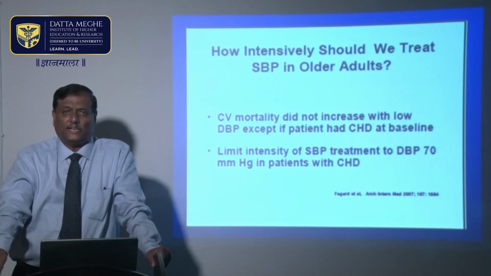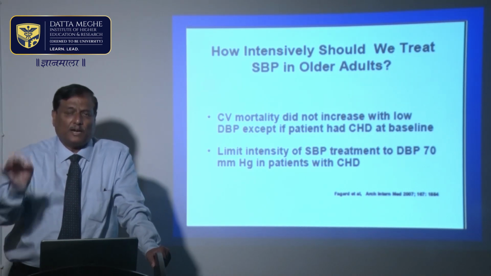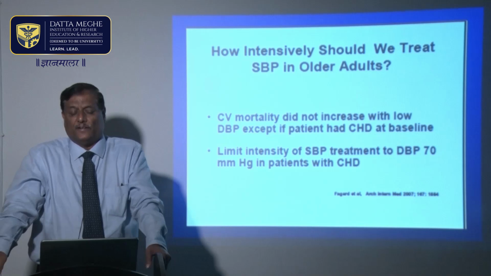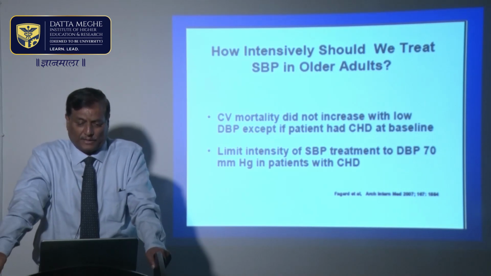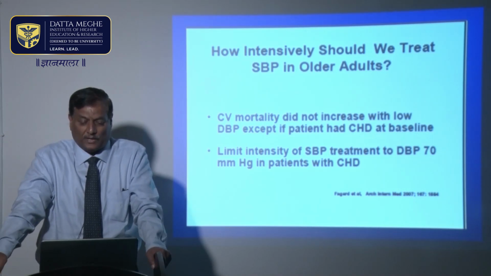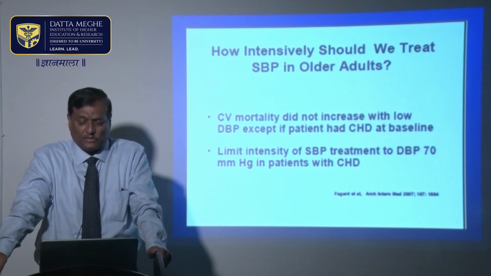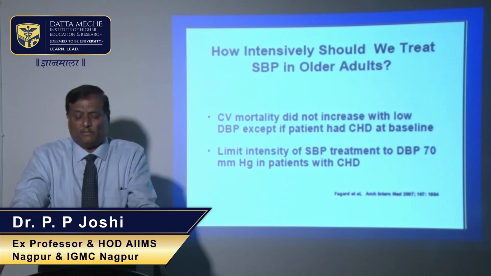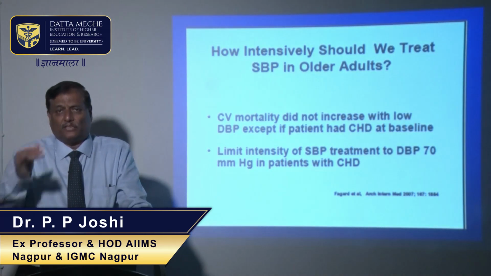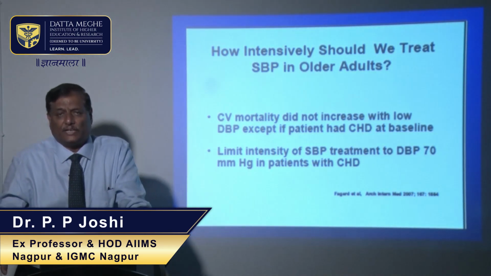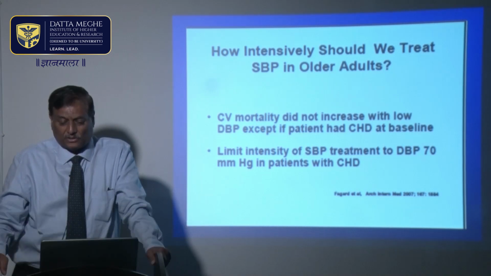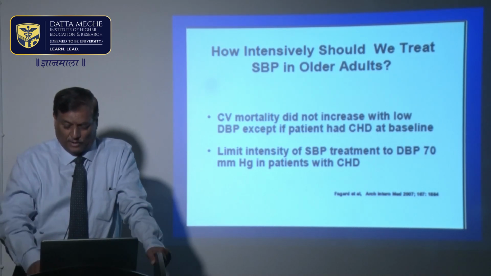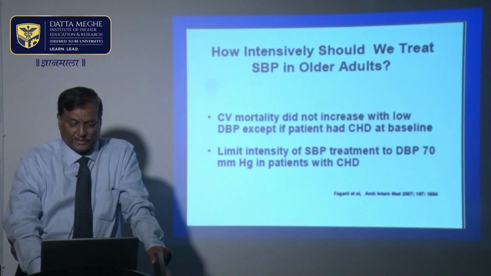This is quite common in elderly patients, and in that situation we have to bring down the systolic blood pressure so that we prevent heart attacks and paralytic strokes in these patients. We have to be careful, and a diastolic blood pressure up to 70 millimeters is okay. Below that we have to maintain the diastolic blood pressure at 70 millimeters, and see that the systolic blood pressure is brought down as much as possible in the elderly.